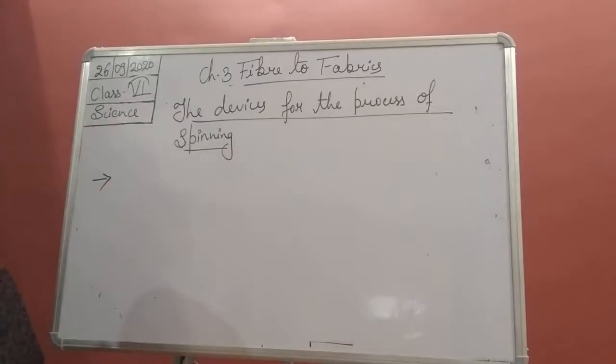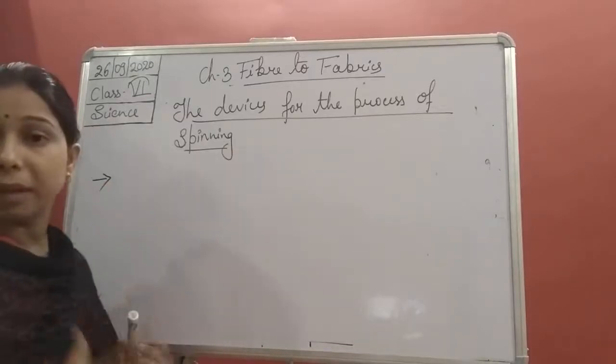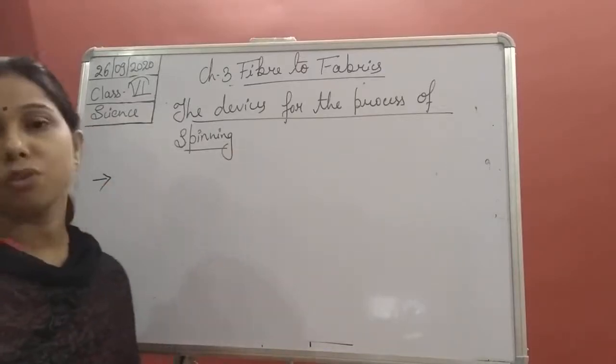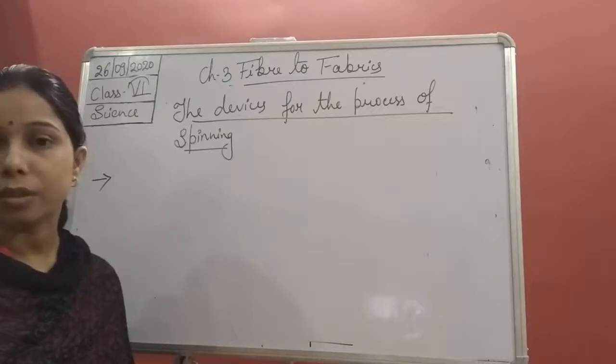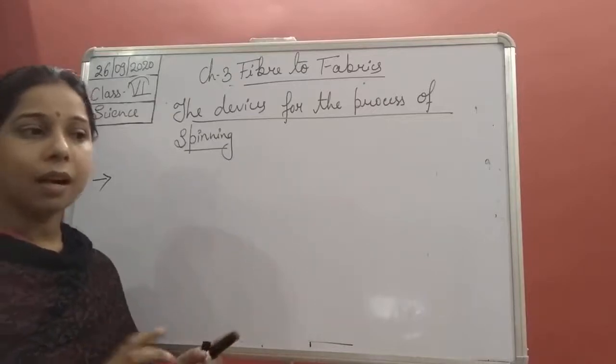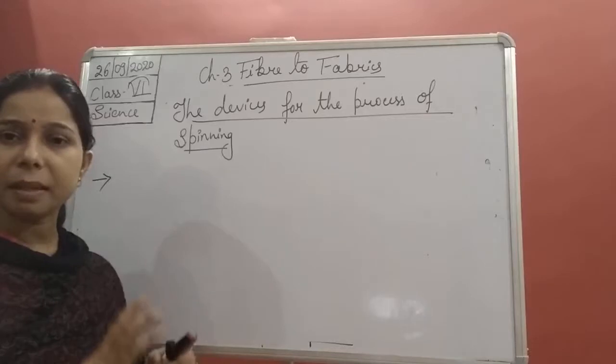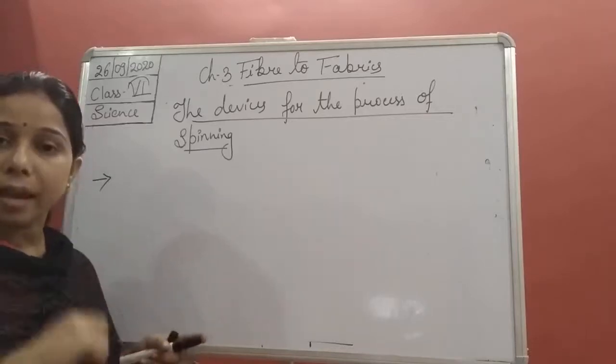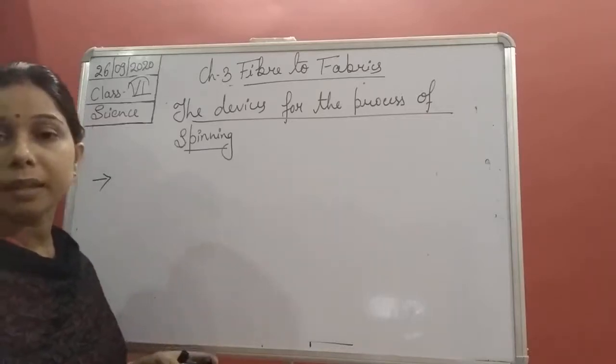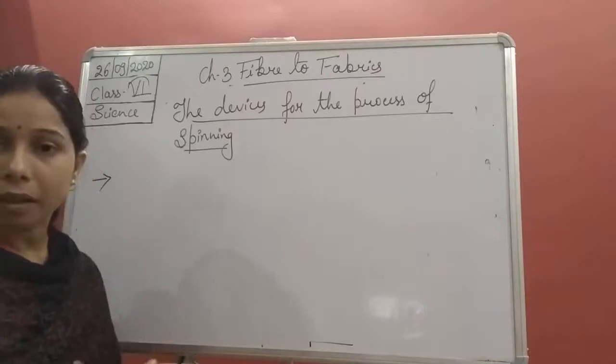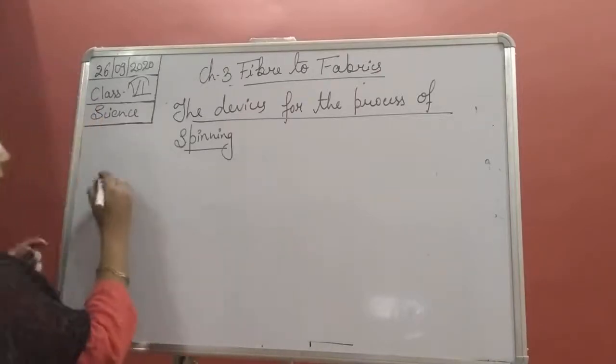The first device is known as the spindle. In Hindi it is also known as takli, students. It's a very traditional, very simple device, students, which helps in converting the fibers to yarn. So the first device is the spindle.